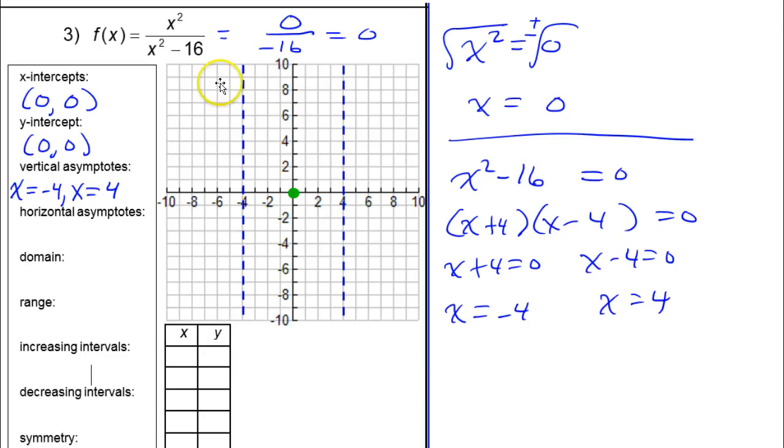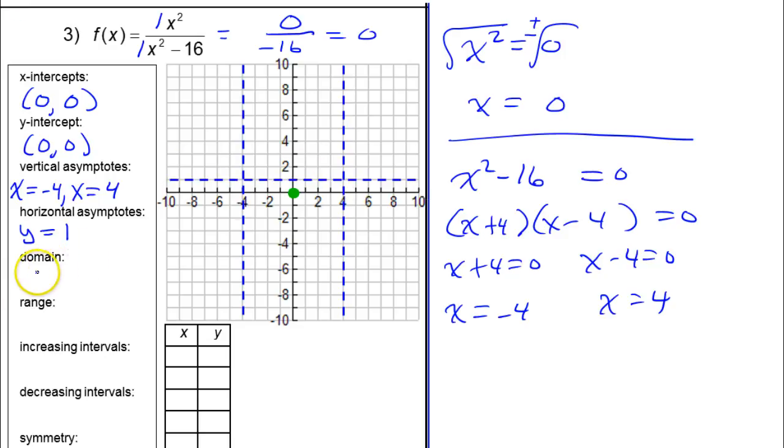So what's happening here? x squared and x squared. The degree is 2 for the numerator and denominator. Since the degrees are equal, the horizontal asymptote will come from doing leading coefficient over leading coefficient. So that's going to be y equals 1 in this case. So I'm going to have a horizontal asymptote here at 1. Okay, so there's our horizontal asymptote.